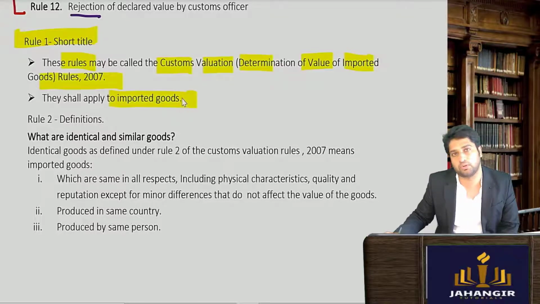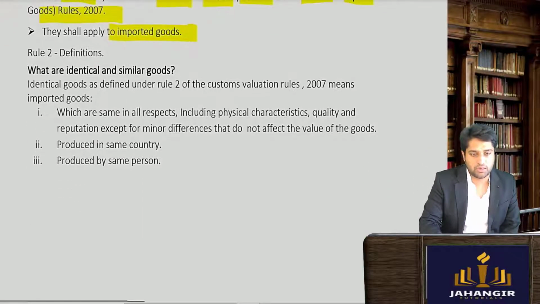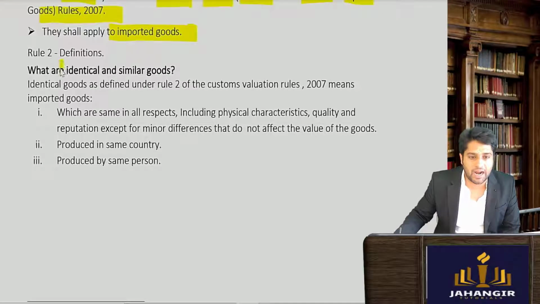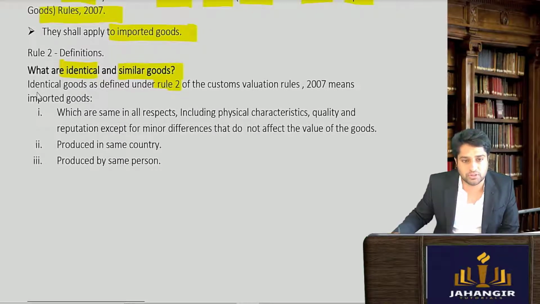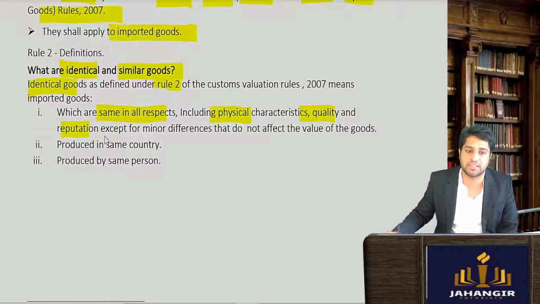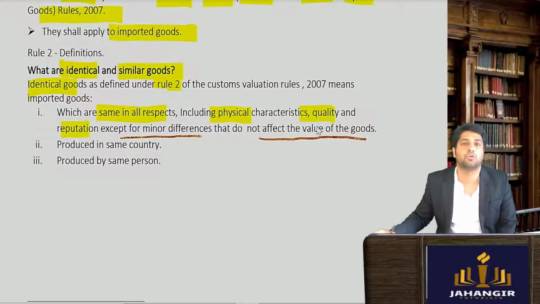And it applies to imported goods. Rule number 2 talks about identical and similar goods. So rule 2 talks about what are identical and similar goods. Identical goods are goods which are the same in all aspects. Physically they are the same, quality they are the same, reputation they are the same, except for minor differences that do not affect the value of the goods.